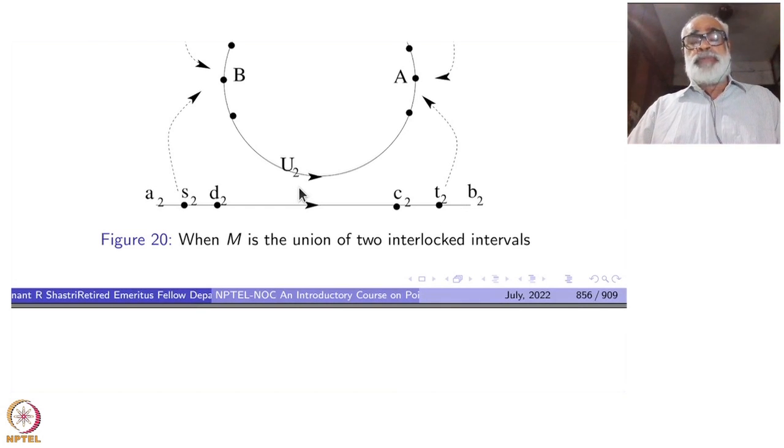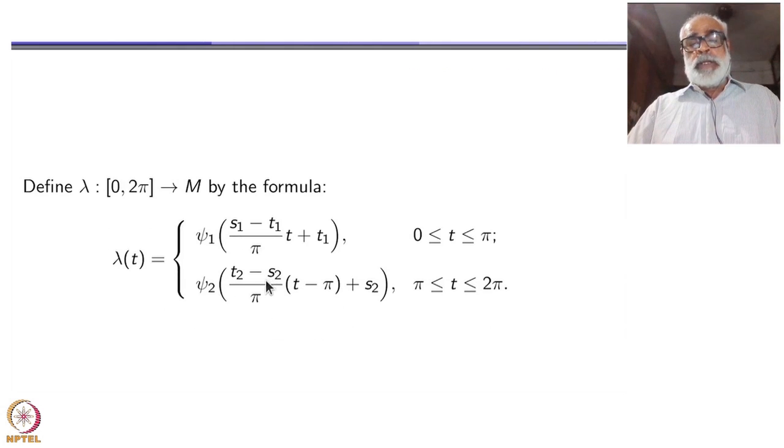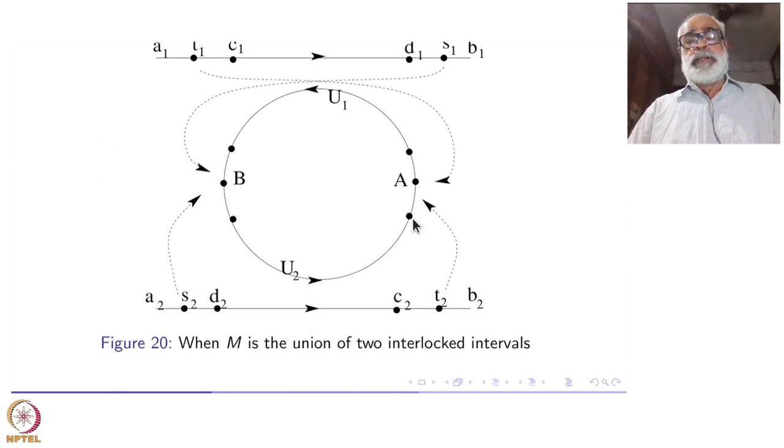After that, what do you do? Now you just define the map lambda from the closed interval 0 to 2 pi to M by the formula. In the first part it is Psi1, in the second part it is Psi2. The only thing is you have to adjust the whole thing by reparameterizing the intervals. Where do you take? From 0 to pi, I am going to take Psi1. Pi to 2 pi, I am going to take Psi2. Here in the picture it is clear.